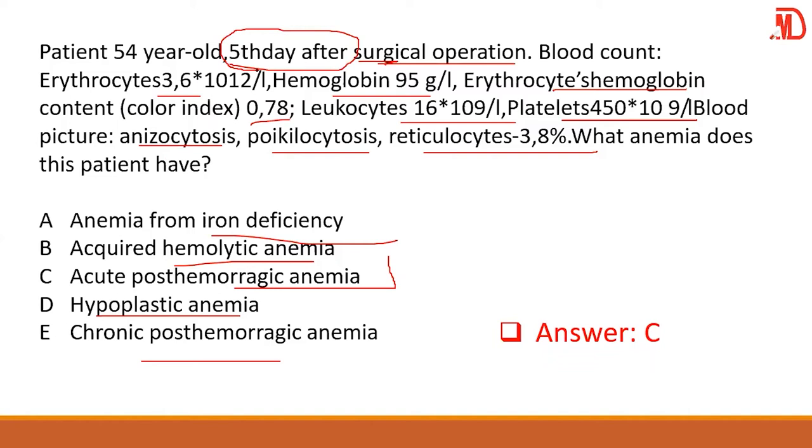Now, in ladies who go through menstruation, they normally have the chronic form of post-hemorrhagic anemia, because it takes months for the anemia to start showing. So over here, yes, we are thinking of acute rather than chronic. And because of acute, reticulocytes are increased to compensate for loss of blood. So the answer is C, not E. It's acute, not chronic. All right.